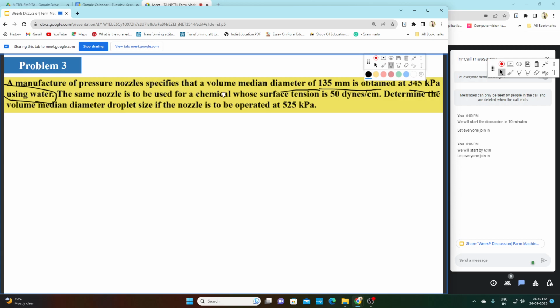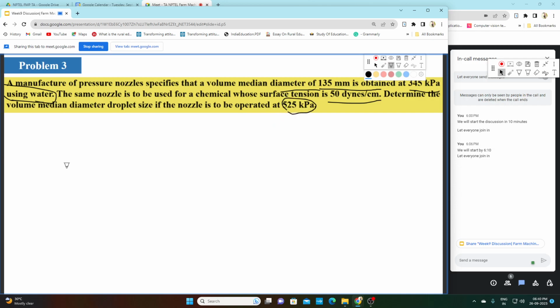The same nozzle is to be used for a chemical. We have to use our nozzle for a chemical, not with water, whose surface tension is 50 dynes per centimeter. So determine the volume median diameter of the droplet if the nozzle is to be operated at 525 kilopascal.